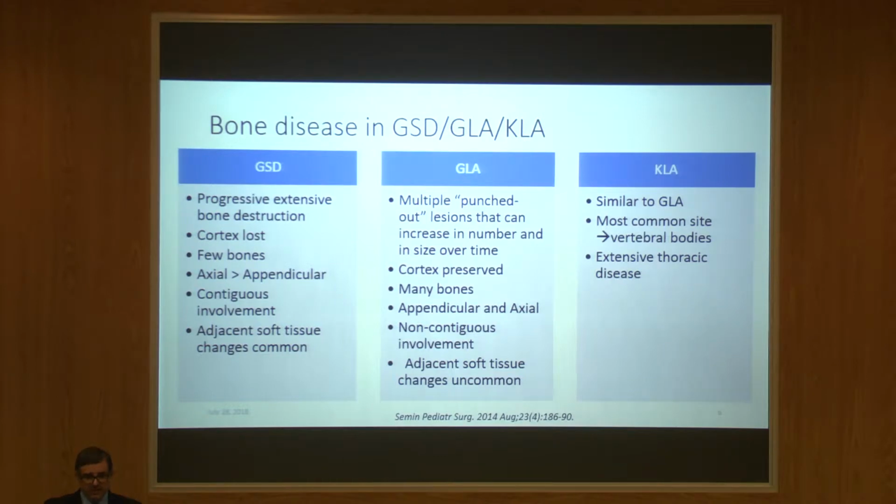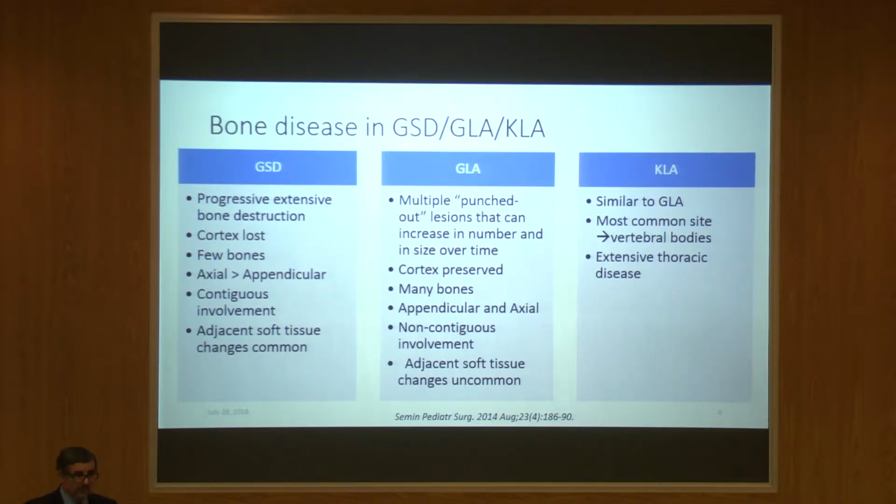Oftentimes, unlike GLA, we see that fewer bones are involved in GSD, and the types of bones that are involved are the axial bones. So most commonly we see it in the ribs, skull, and vertebra, but it can be seen also in the appendicular bones less commonly. Typically, the bone involvement is contiguous, which means it's the same area of involvement that extends across the bone and often is associated with soft tissue involvement.